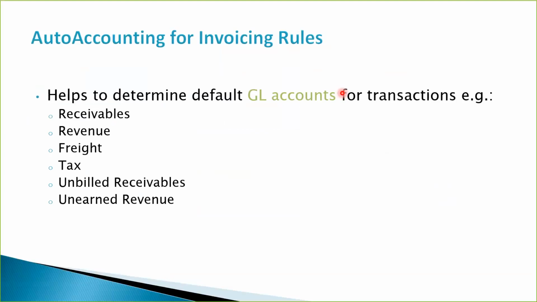So you can use auto accounting to determine the GL accounts, the combinations to be used in the distributions for these lines when you enter the transactions, instead of going to the distribution window and entering the accounts manually. So auto accounting will have those distributions entered for you depending on the rules that you define. So you have already seen this.